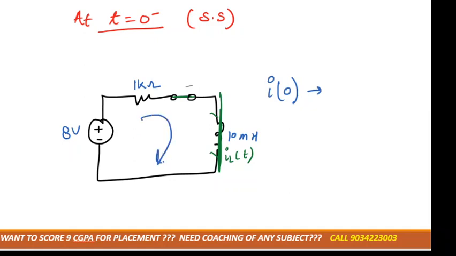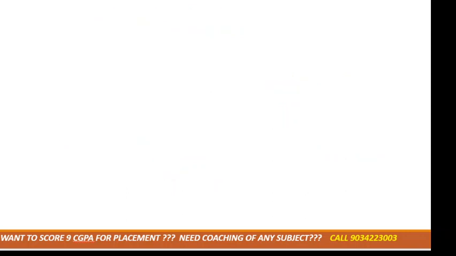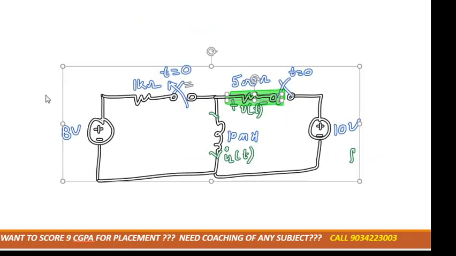This is simply one mesh, I1, right? I1 we can say is V by R. V is 8, R is 1 kilo ohm. 1 kilo ohm means 1000 ohm. So that would be 8 milliampere, right? Okay. Now again we'll do another step.